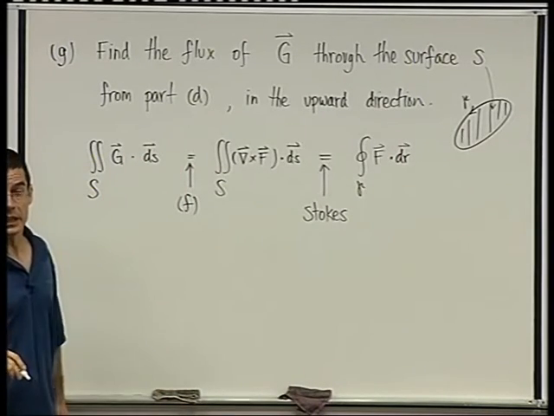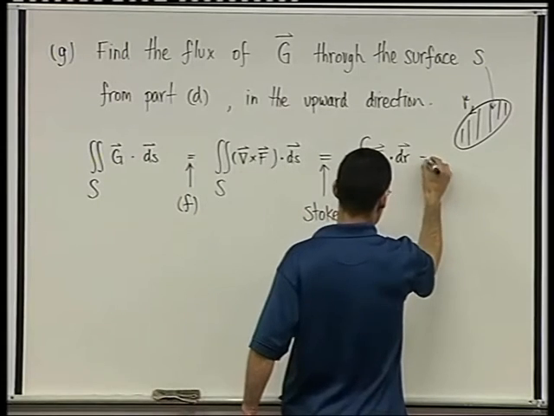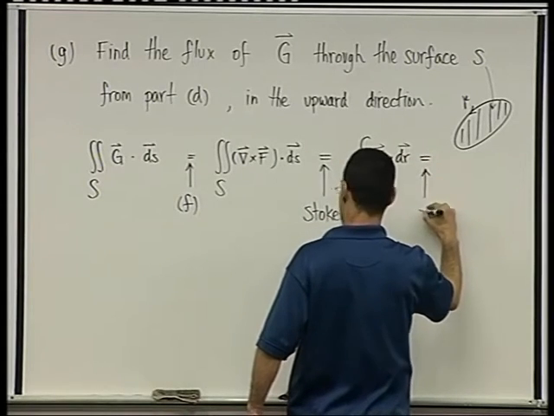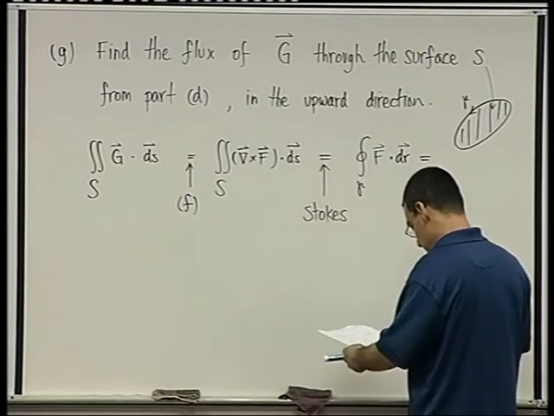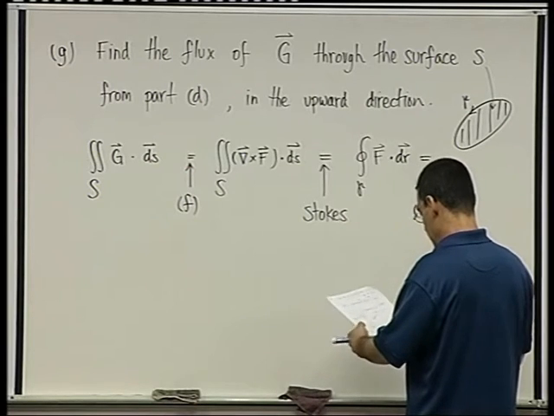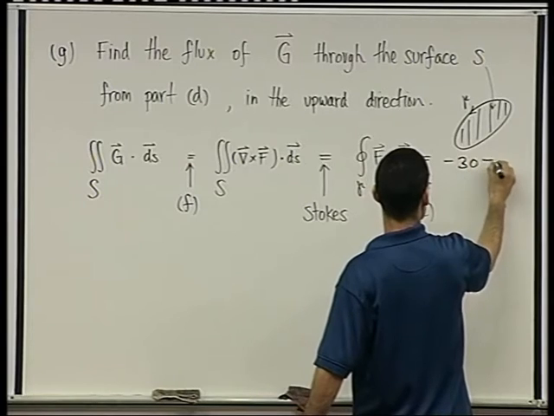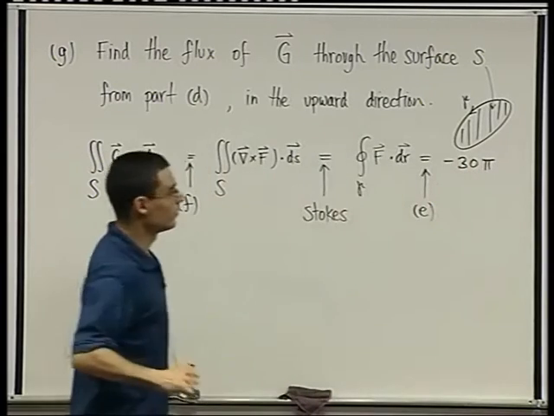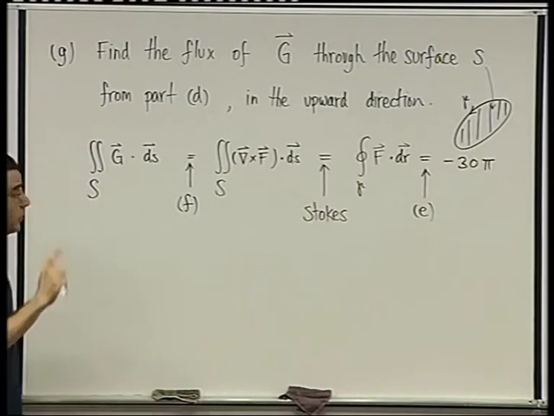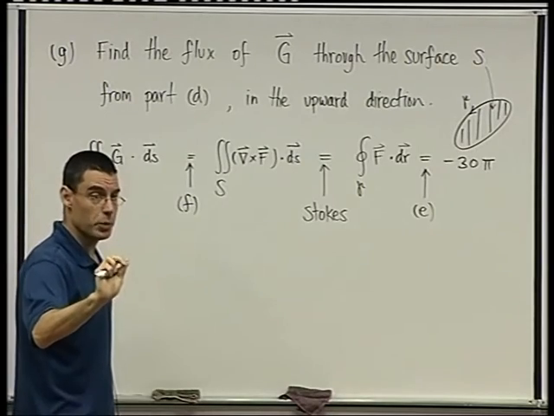And this we calculated. This was part E, so this is from part E, and what did we get there? We got minus 30 pi. Good?